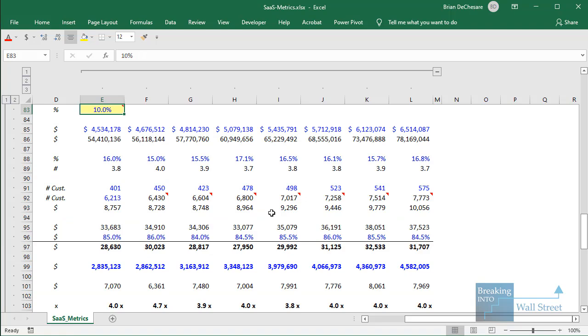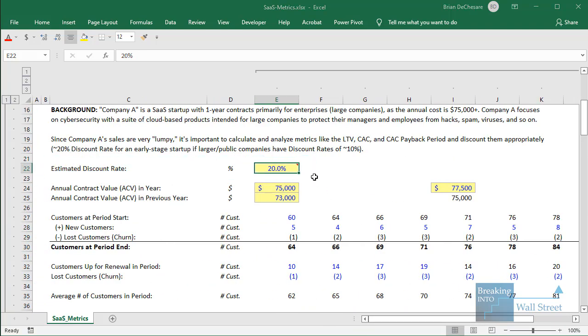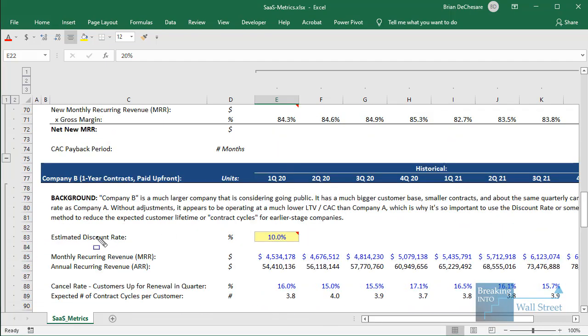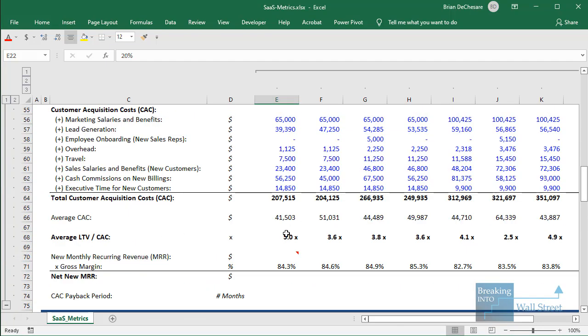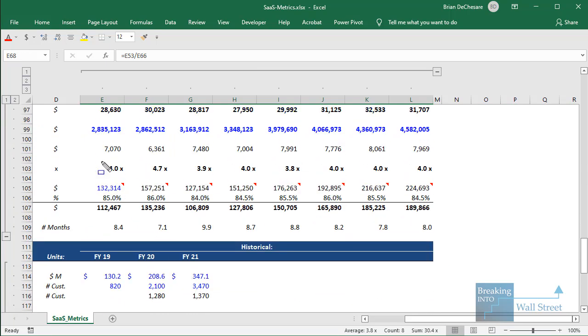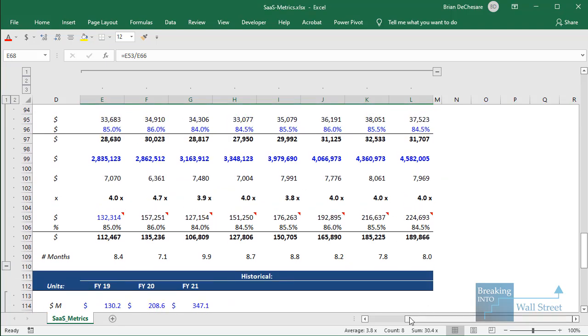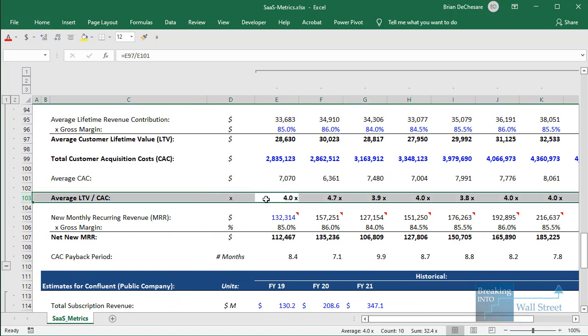But if I go back in and apply the proper discount rates, a much higher discount rate for company A, and then a much lower discount rate for company B, the LTV to CAC for these companies is actually in about the same range. It's around 3x to 4x for both companies. So if you properly adjust this metric for risk and potential returns of the startup or other high growth company, it can work pretty well.